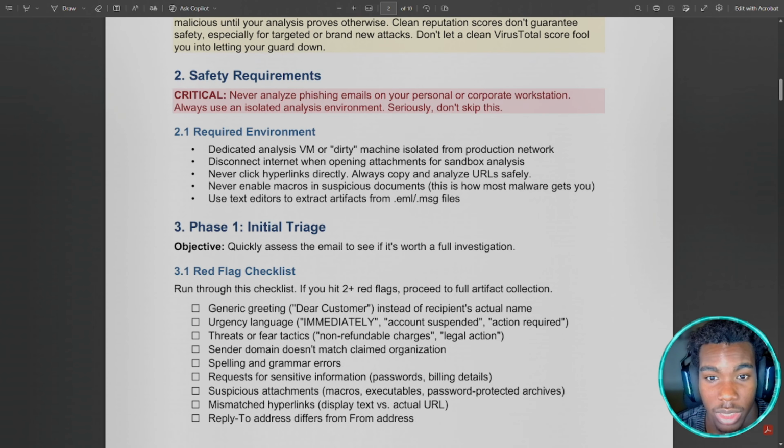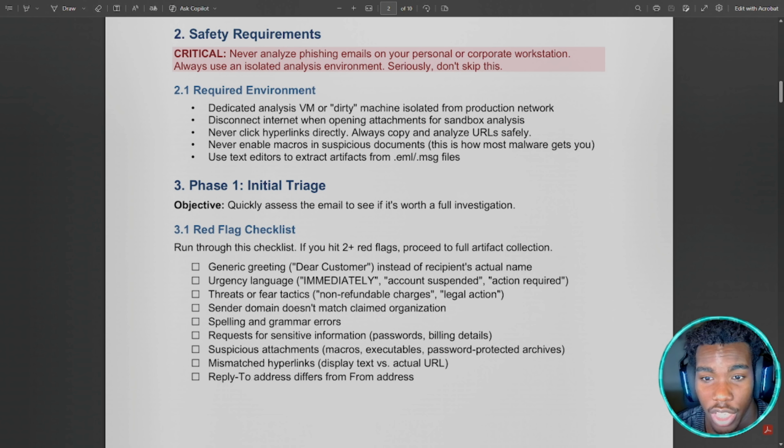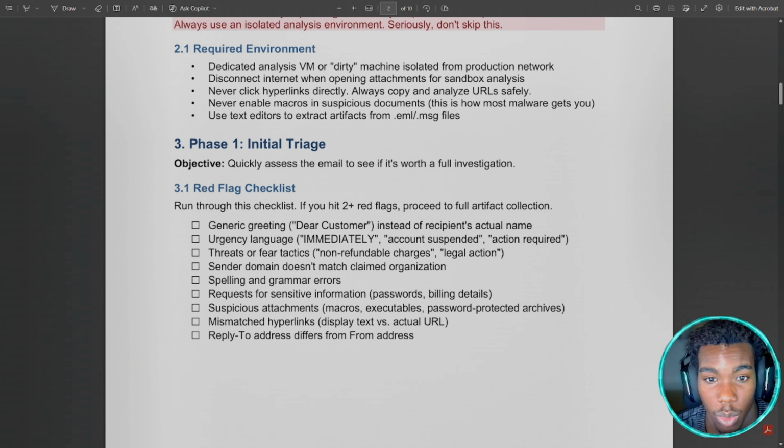So next up, safety requirements. We just need to make sure that we're always analyzing phishing emails on a VM or a dirty machine, disconnected from the internet, whenever useful or possible, especially if we're not in a sandboxed environment. We're never going to click any hyperlinks directly or enable any macros inside documents to avoid things like maldocs. Use text editors to extract artifacts as well, so things can be quicker, easier, and overall just more blunt and specific on what we're getting.